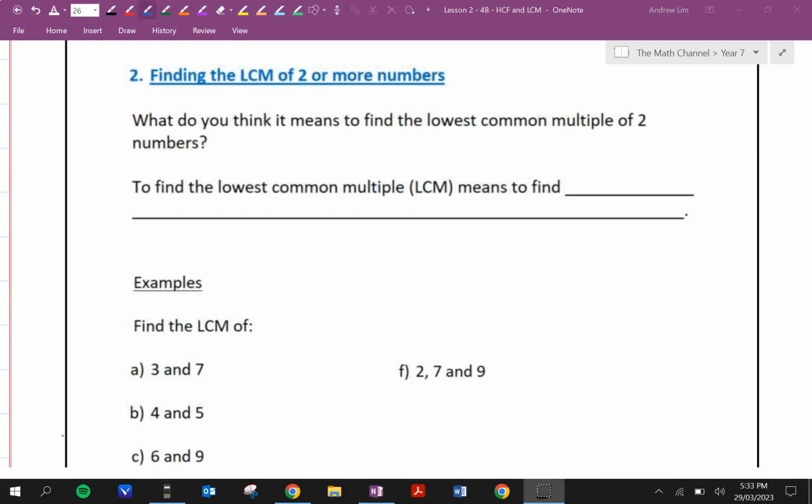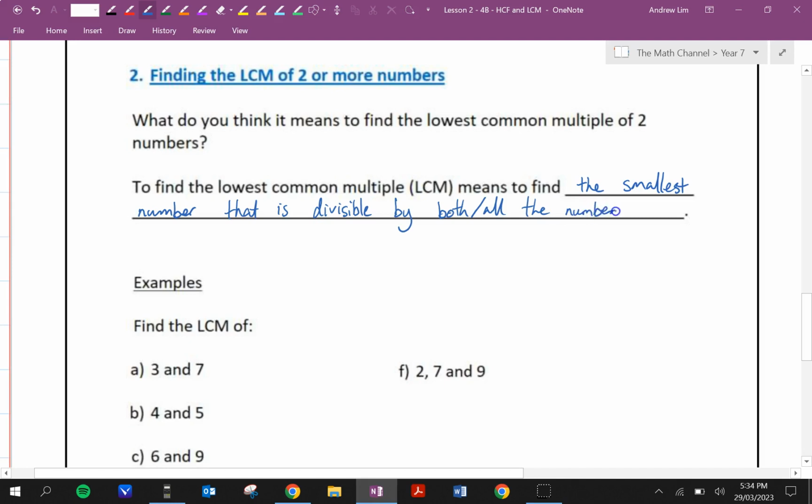The way that I like to explain it is that to find the lowest common multiple means to find the smallest number that is divisible by both or all the numbers. Okay, so both if there are only 2 numbers given to us, all if there is more than 2.